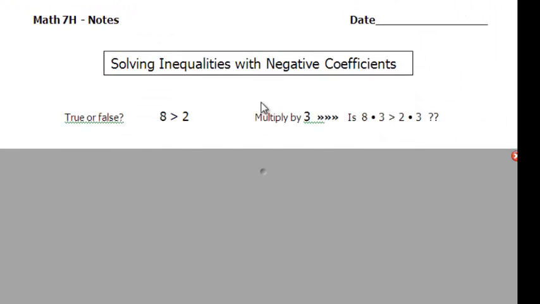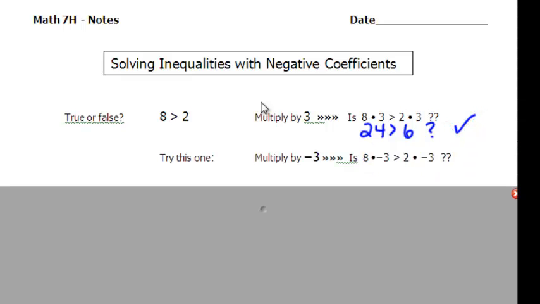Consider the statement shown by the following. 8 is greater than 2. Is that true? Yes, that is true. So I'm going to multiply by 3. And is 8 times 3 greater than 2 times 3? Well, is 24 greater than 6? Sure, 24 is greater than 6.